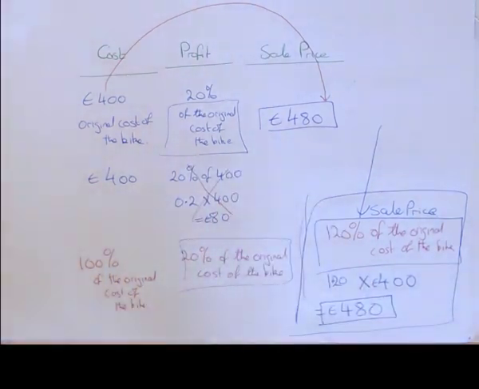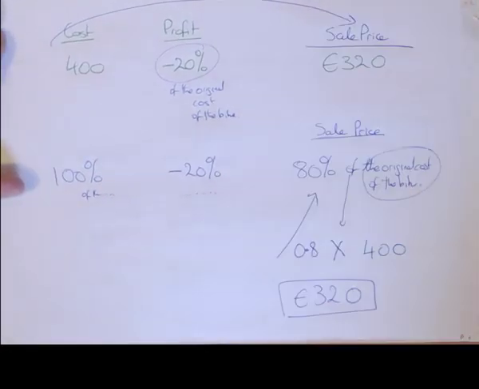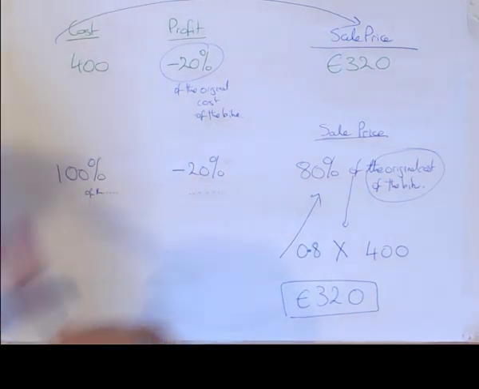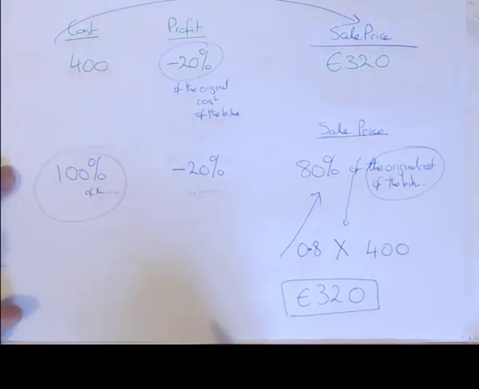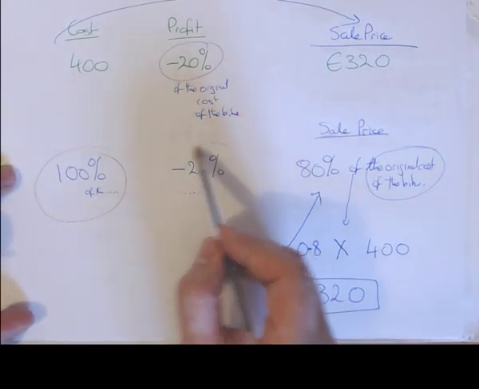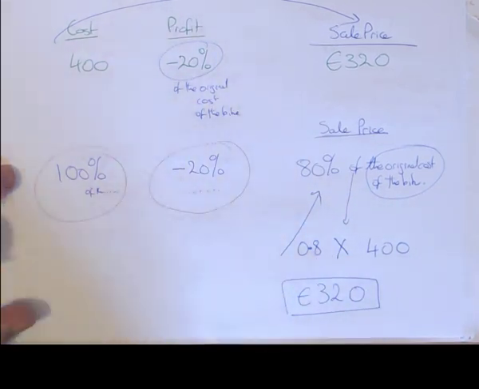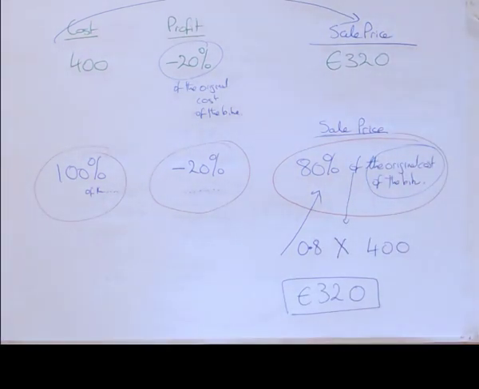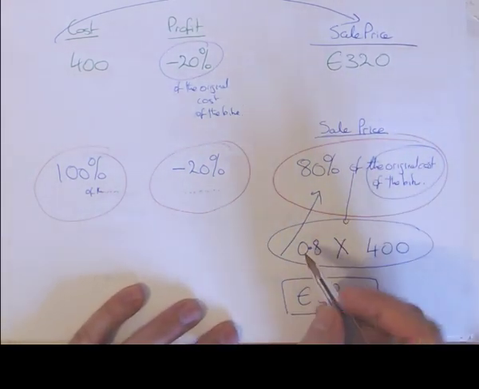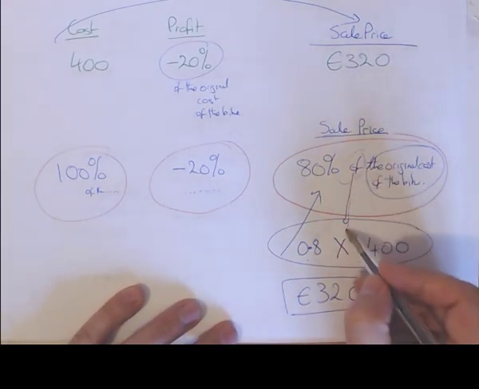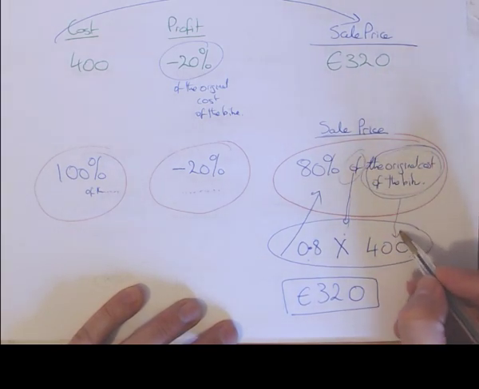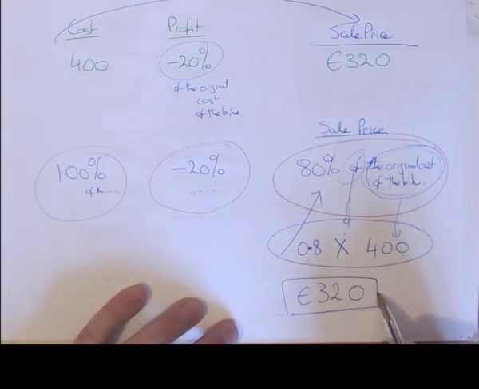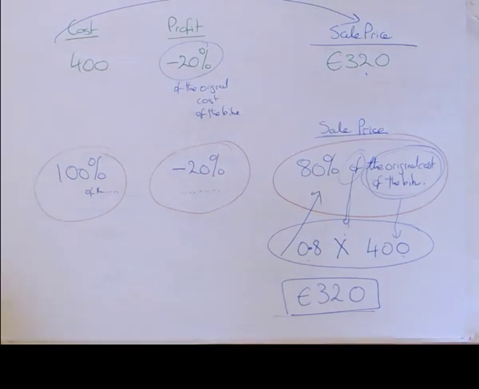We're not going to calculate this. What if I make a loss? I start with 100% of the original cost price of the bike. I lose 20% of the original cost price of the bike. That gives us a sale price of 80% of the original cost price of the bike. 80% as a decimal, of meaning multiplied, the original cost of the bike being 400 euro, gives us 320 euro, which is our sale price.